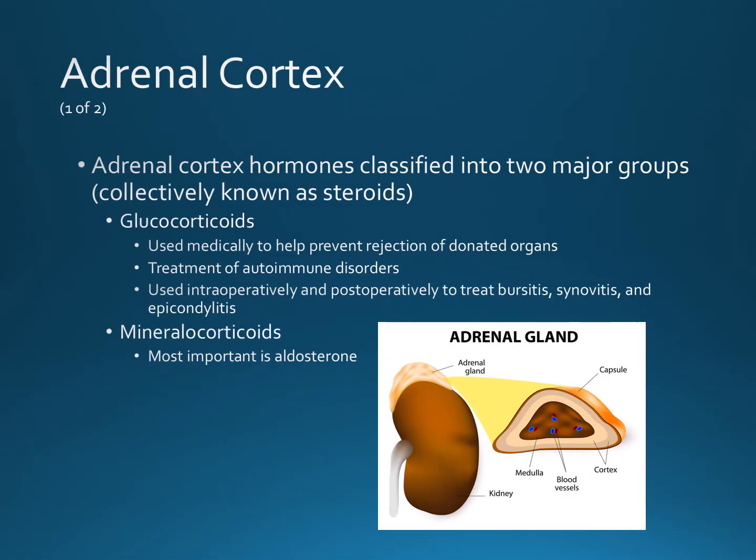There is a second part of the adrenal called the adrenal cortex. So hormones from the adrenal cortex will fall into two major groups, either glucocorticoids and mineralocorticoids. Together, these are known as steroids. So of the two groups of hormones, the glucocorticoids are more surgically significant because they do help to reduce or inhibit the inflammatory response after surgical procedures, for example, like a shoulder arthroscopy.